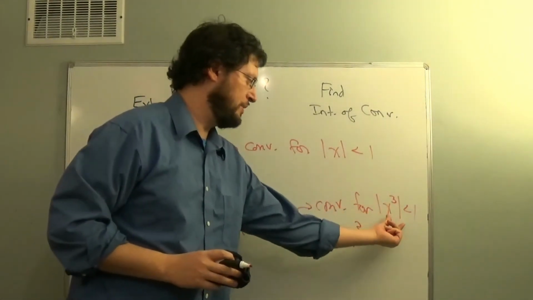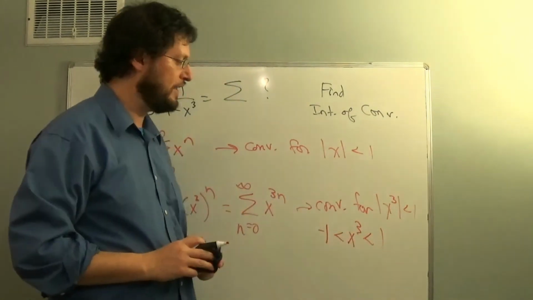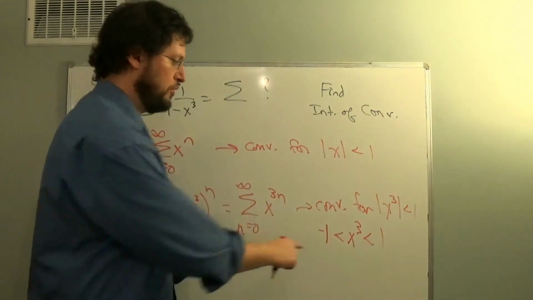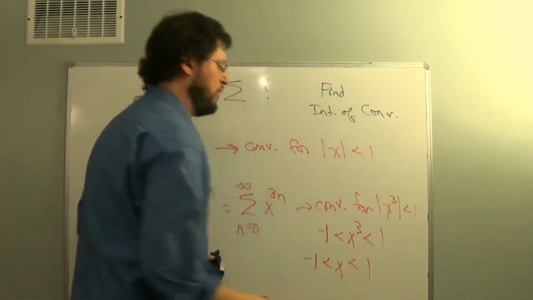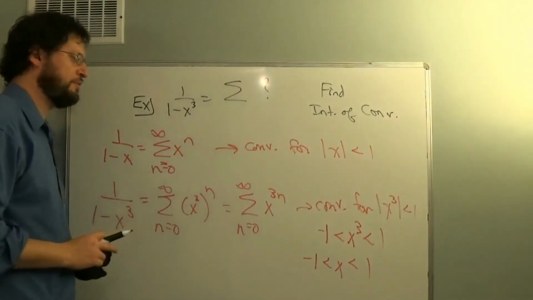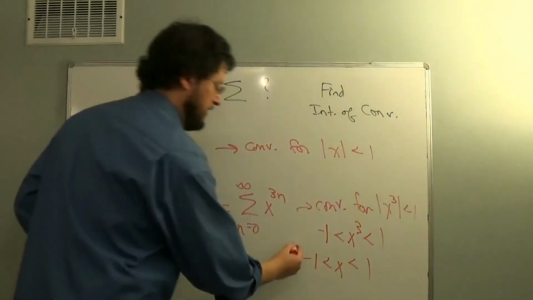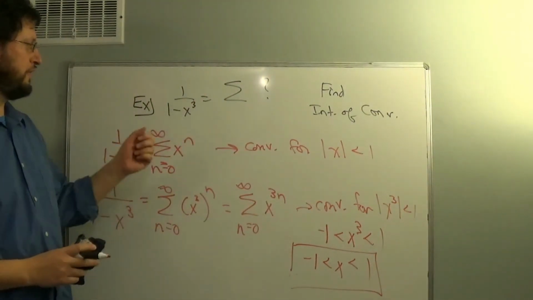Because if I say something in absolute value is less than 1, I can put it on opposite sides with the negative. Now I'm going to take the cube root. Cube root of negative 1 is negative 1. Cube root of 1 is 1. So we still get to the same final result, but we have to be careful about how we get there. This will be our interval of convergence for the given series.